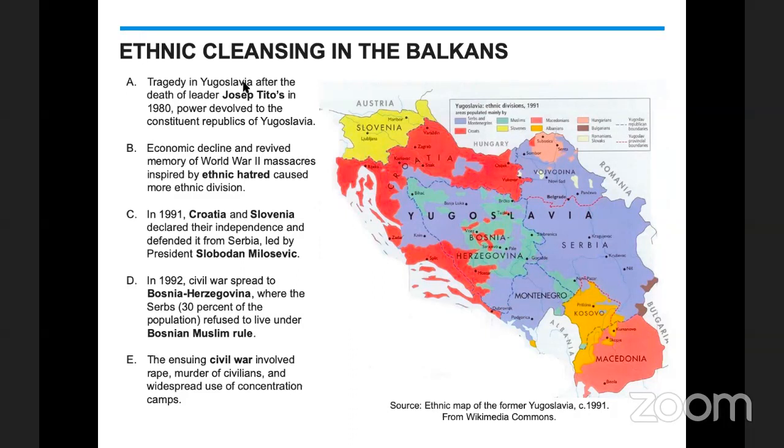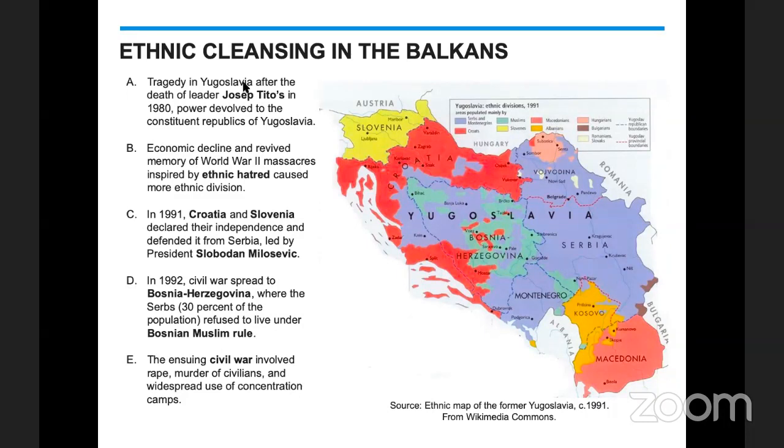But what's going to add to it, besides Tito's death, is economic decline. And they start to revive memory of World War II massacres that were inspired by ethnic hatred, and it causes more ethnic division. In 1991, then, Croatia and Slovenia will declare their independence and defend it from Serbia, led by the president, a man whose name was Slobodan Milosevic.